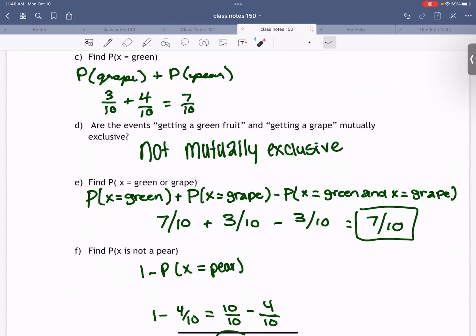Yeah, right. You can get something green and something that's a grape at the same time by picking up a green grape, right? Okay, so can you take us through how you found the probability of finding something green or something that's a grape?